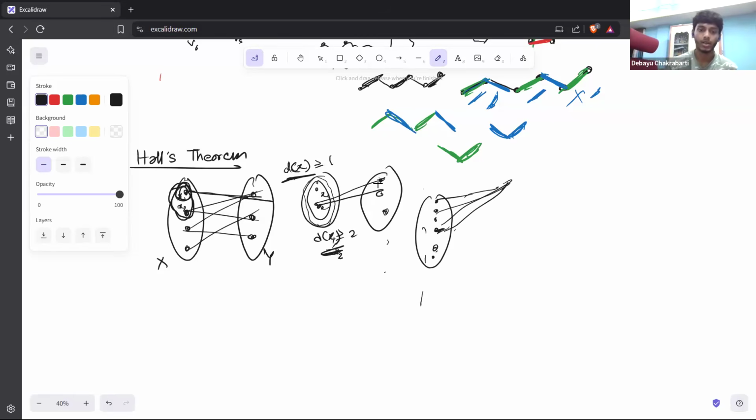So essentially we can formalize it like this. If you have some subset S of X, then the neighborhood of S has to be greater than or equal to the cardinality of S. That has to be true, else we can find the contradiction easily, as we saw, right?